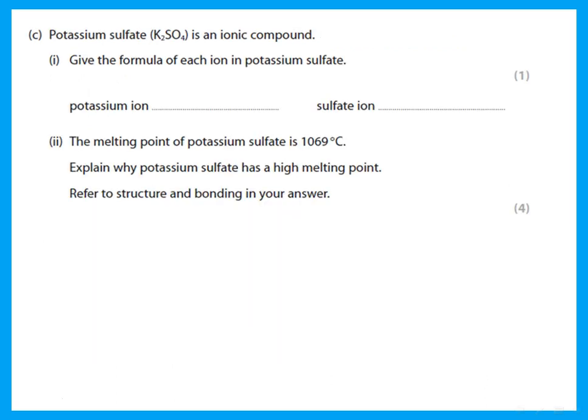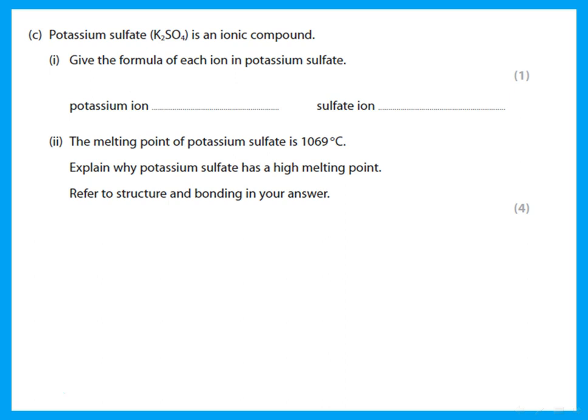The next question says potassium sulfate is an ionic compound. Give the formula of each ion. So if I say I want the formula of any ion, I write its symbol, and then I should decide whether it's a positive ion or a negative ion, and the number of positives and negatives are the same as its valency or its oxidation number.